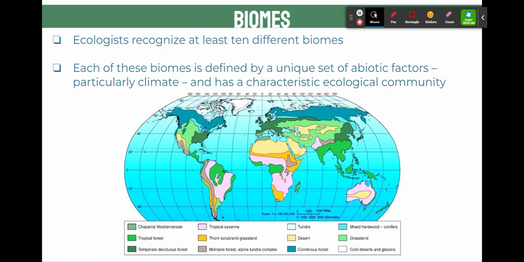Now, throughout the world, there are at least 10 different biomes. Each of these biomes is defined by a unique set of abiotic factors, which are the non-living factors, particularly climate. So that's going to be the average year-to-year temperature and precipitation that happens in that area. And each of these biomes have their own set of living things that live there, depending on what adaptations they have that allow them to live in that biome.